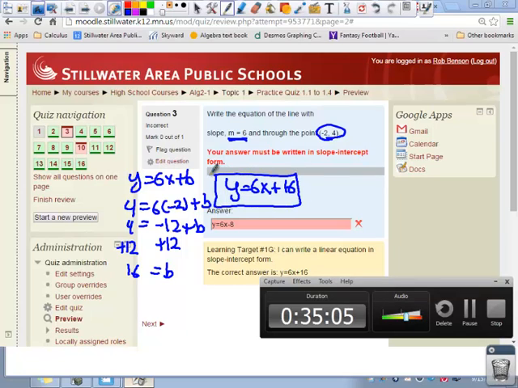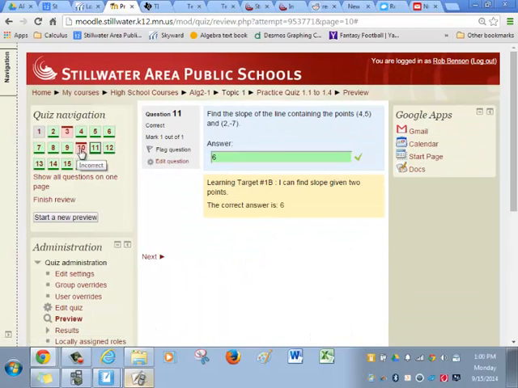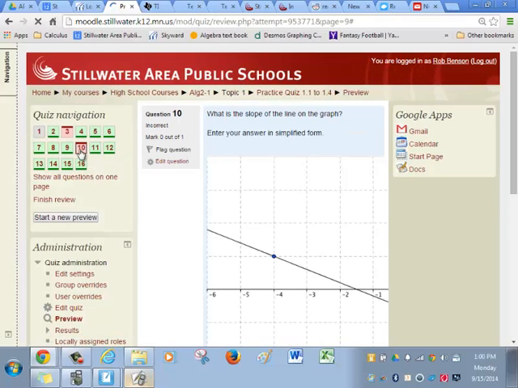So I'm sorry for making that mistake. That's why you want to take your time on these things. These are big points. Moving on to number 10. So number 10 said, hey, find the equation, where is it? Where did it go? Find the equation of the slope of this line.